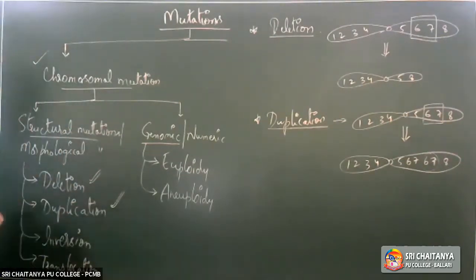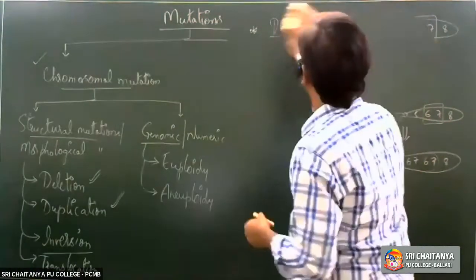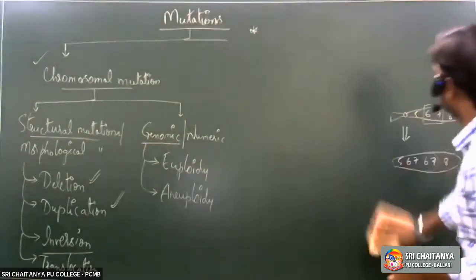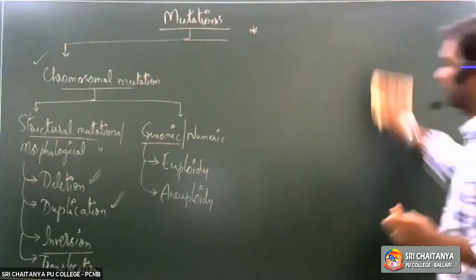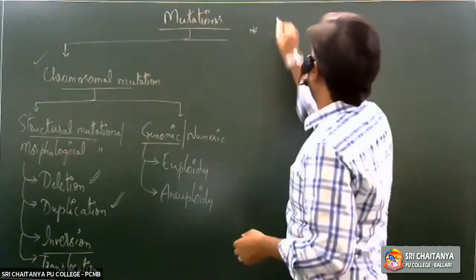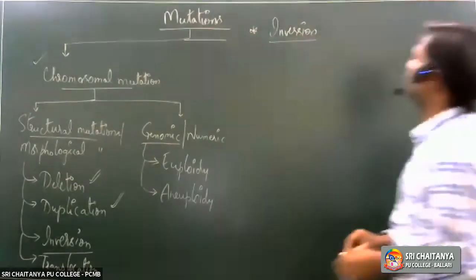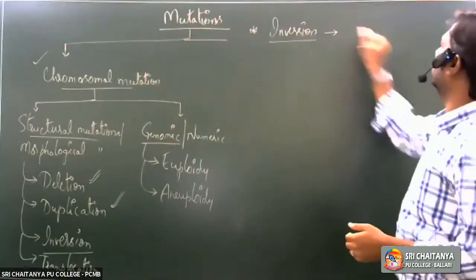Right. Next, talking about the topic called inversion. So the next topic we'll be taking up is inversion. So what happens in inversion? Let us see what exactly is happening in inversion. Inversion is nothing but getting inverted. So let us see what exactly is happening in case of inversion.